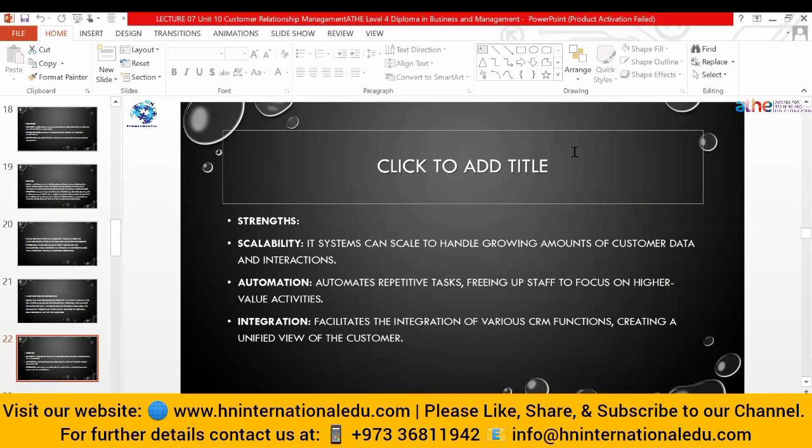Integration facilitates the integration of the various CRM functions, creating a unified view of the customers. That is how we are going to unify them, making them a team for the consumer in an organization, so that we can show how the whole functions of an organization work to support and help them throughout their purchasing behavior, whatever they buy.